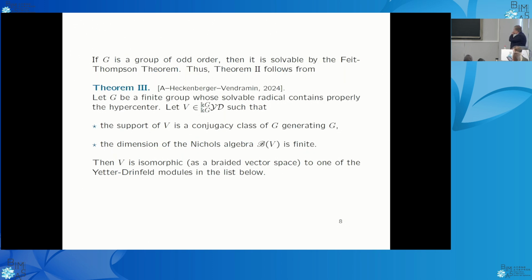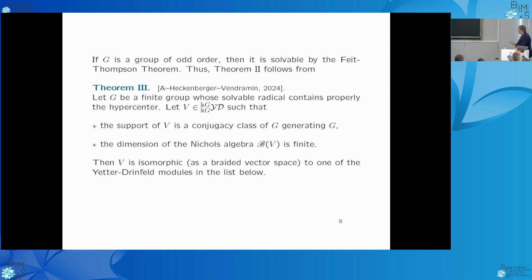Now, if G is a group of odd order, then there is a classical theorem by Feit and Thompson that says that it should be solvable. Therefore, theorem 2 really follows from a more general result, which says the following. Suppose that you have a finite group whose solvable radical contains properly the hypercenter. Take a Yetter-Drinfeld module V over the group algebra of G, such that the support of V is a conjugacy class of the group G, and this conjugacy class generates the group G. Then, if the dimension of the Nichols algebra B of V under all these hypotheses is finite, then necessarily V is isomorphic as a braided vector space to one of the Yetter-Drinfeld modules in the list below.